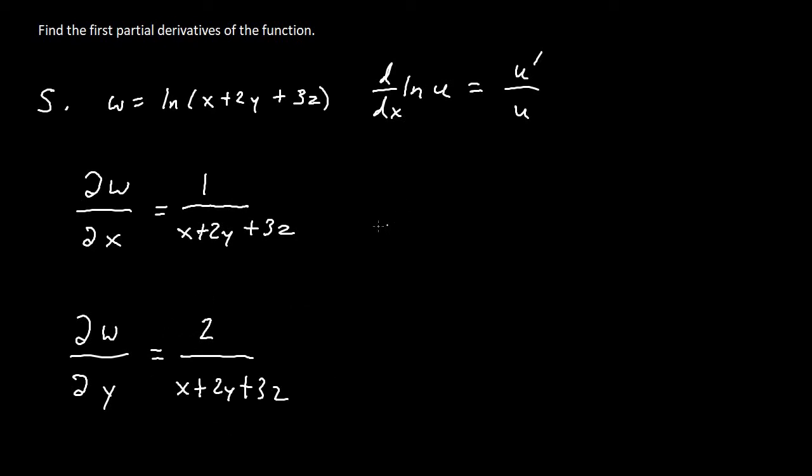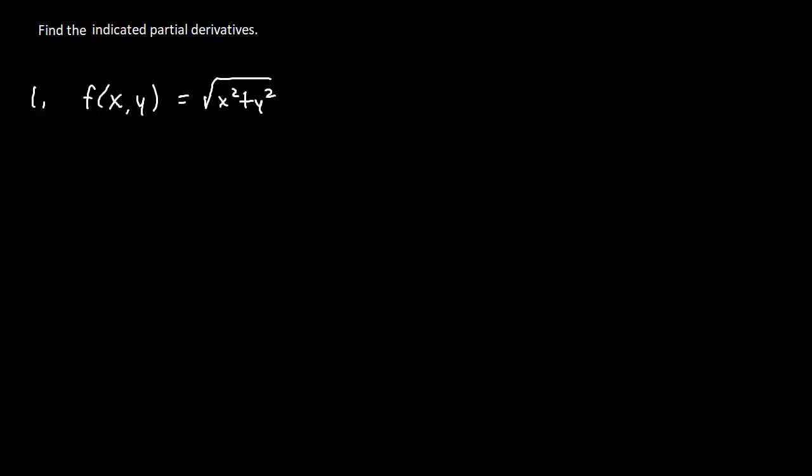And then finally, let's find the partial derivative of w with respect to z. So same exact process here. The derivative of the inside function, if z is the variable that we derive and x and y are constants, derivative of x is 0, derivative of 2y is 0, but the derivative of 3z is going to be 3 over inside function, once again x plus 2y plus 3z. That's the final answer. So for these next problems, let's go ahead and find the indicated partial derivatives.